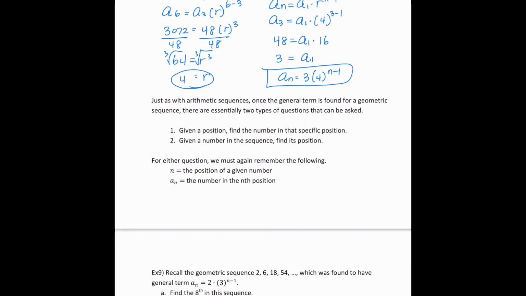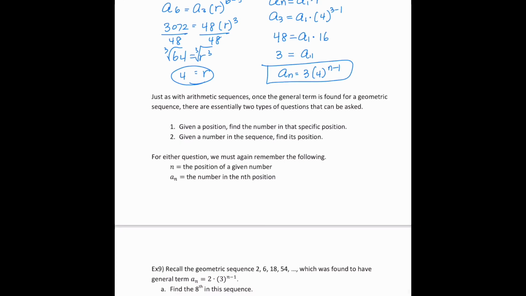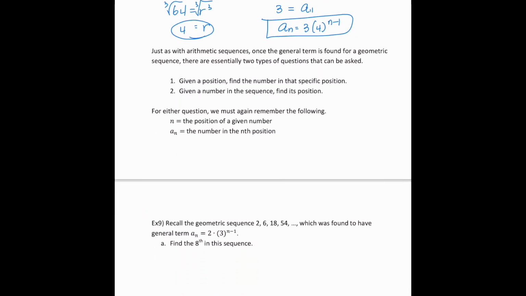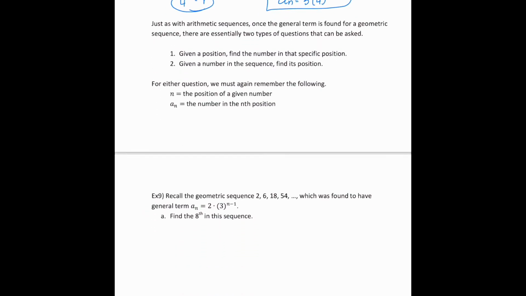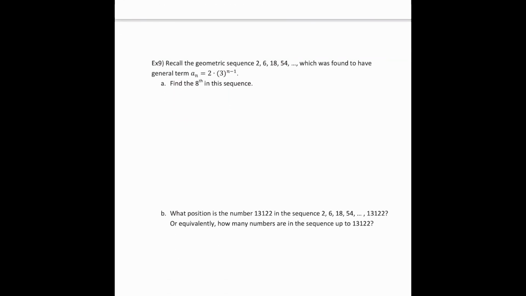Just as with arithmetic sequences, once the general term is found for the geometric sequence, there are essentially two types of questions that can be asked. Number 1, given a function, find the number in the specific position, and given a number in the sequence, find its position. So for either question, we must again remember the following: n is the position of the given number, a sub n is the number at the nth position. So example 9. Recall the geometric sequence 2, 6, 18, 54. Which of the findings have the general term as this? And then find the eighth term.